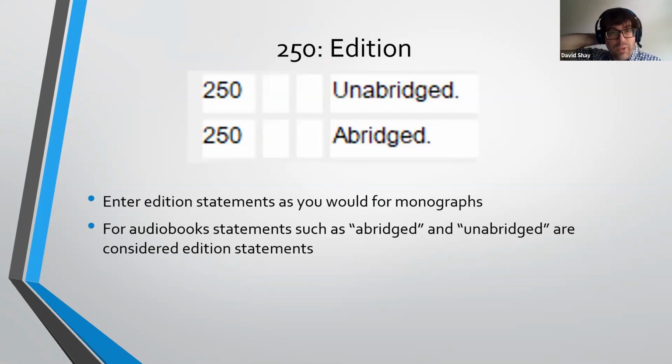250, edition statements. Again, enter statements as you would for monographs. For audiobooks, things like abridged and unabridged can be considered edition statements. I feel like that's an important thing for your patrons to be able to see, whether they're getting abridged or unabridged. You can also add additional 500 notes to describe this as well, but they should definitely be considered edition statements.